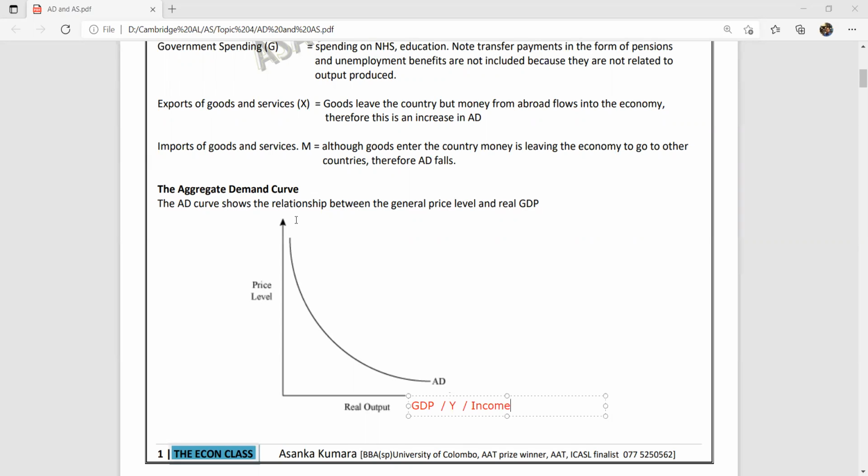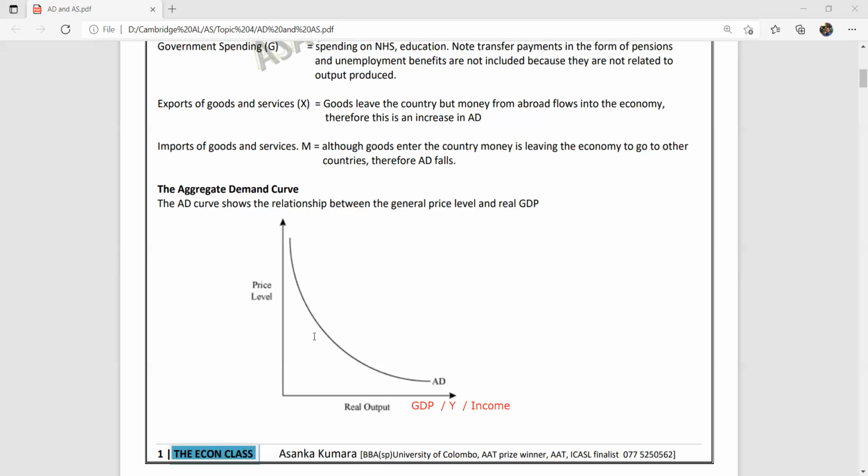One, the price level and the real GDP or output are inversely related. That is the shape of the aggregate demand curve. Actually, here it is not a straight line, but you can draw a straight line even. It is not a problem. So aggregate demand and the price level are inversely related. That means when the average price level increases, output falls. When the price level falls, output increases.